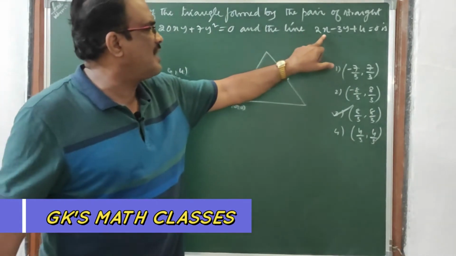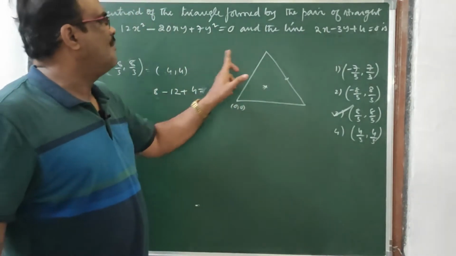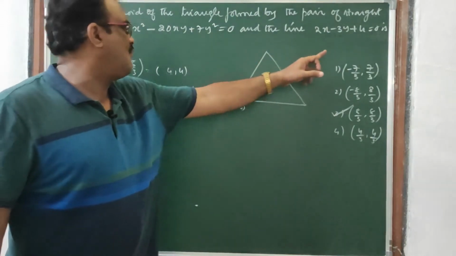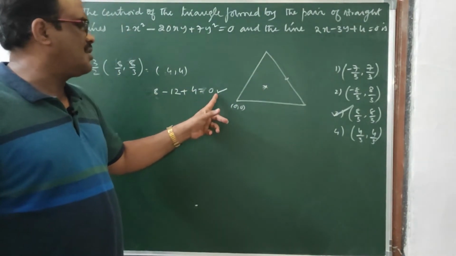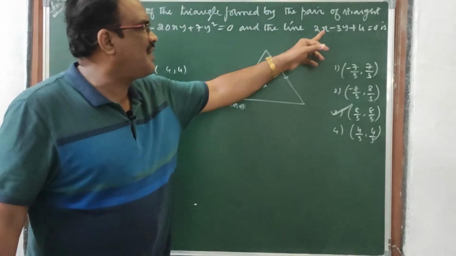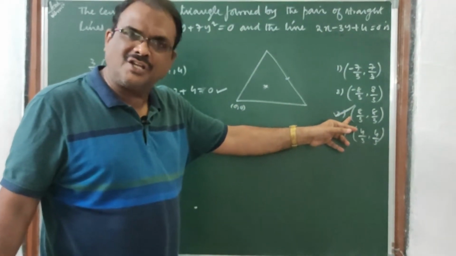Put (4, 4) in the given line. 2 4s are 8, 4 3s are −12, plus 4. 8 + 4 is 12, minus 12 is 0. So it is satisfied. So our answer is the third choice.